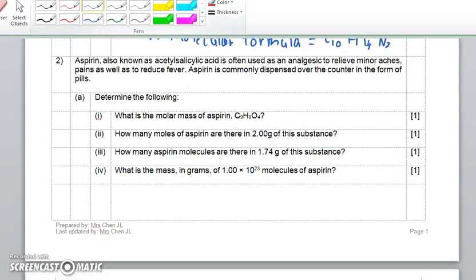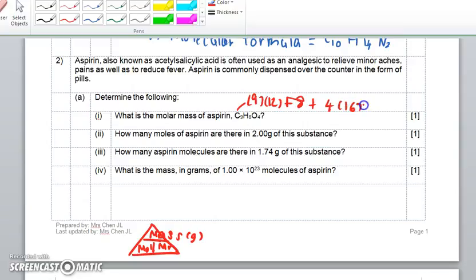The next question, question 2, is a typical question using this formula triangle: mass, Mr, and mole. Mass in grams. So question 1, what is the molecular formula? I just need to sum up all the elements: 9 of carbon, 12, plus 8, plus 4 times 16. I won't work it out. You will get the answer.